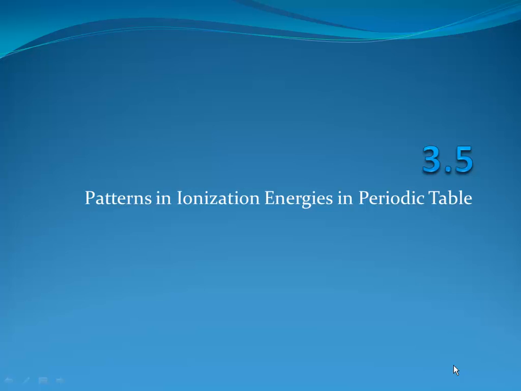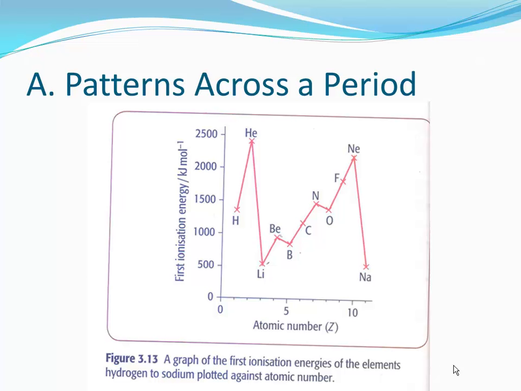Last section for chapter 3, which is 3.5, patterns of the ionization energies on the periodic table. So kind of what we talked about already, but more in depth. You can see here the ionization energies across a row, lithium through neon. We talked a little bit about beryllium and boron and nitrogen, oxygen, and why their ionizations dip a little bit, and we'll go into that today.